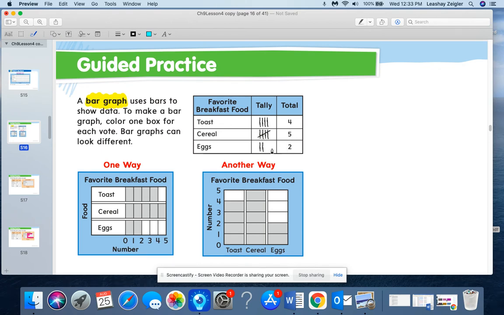They can look horizontal, they can look vertical. Here's your data, right? We have toast, 4 tallies, cereal, 5 tallies, and eggs, 2 tallies. So here we have toast, cereal, and eggs, and they filled in the tally marks based on the numbers, and it looks like this, and this is a horizontal chart. They also used the same data and made a vertical chart. The toast and cereal and eggs are down here, and our numbers are up here. They still use the same data to fill in our answers.